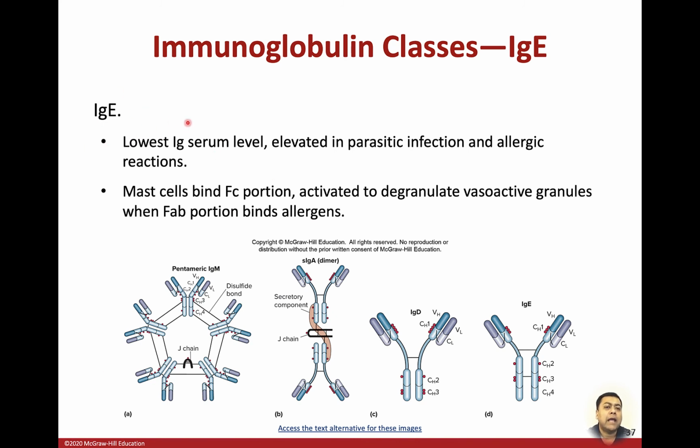IgE, on the other hand, has the lowest level of immunoglobulin in the serum, and it is elevated in parasitic infection and allergic reaction. What happens is that the mast cell binds to the Fc portion, and it is activated to release vasoactive granules when the antibody binds to the allergens. What do we mean by this? Suppose you have this IgE circulating in your serum. When it binds to an allergen, due to the conformational change from the binding of the antigen, it can activate the mast cell.